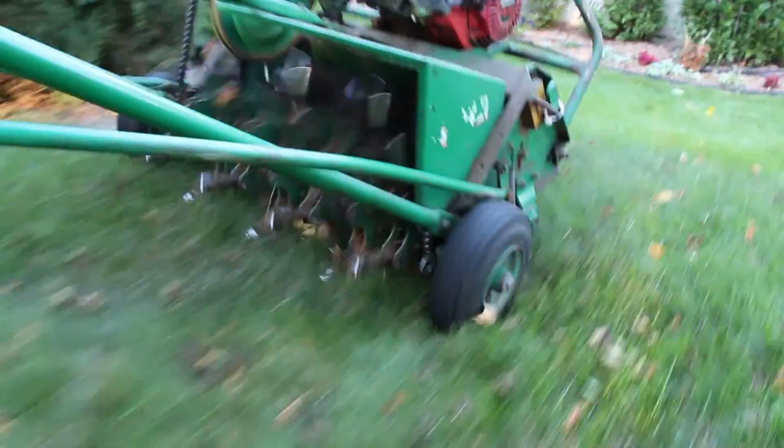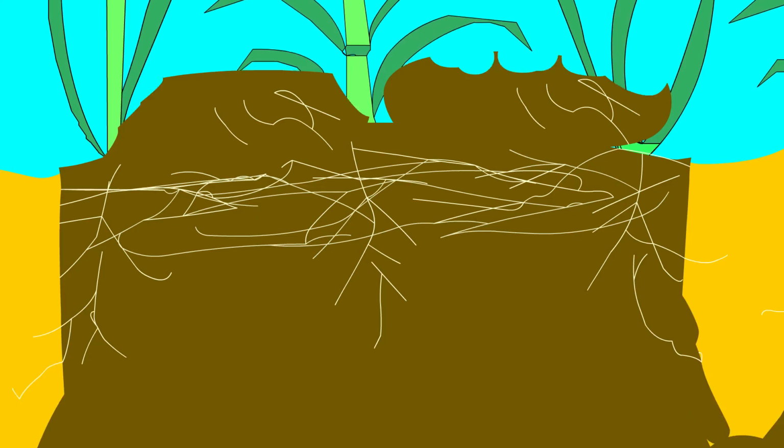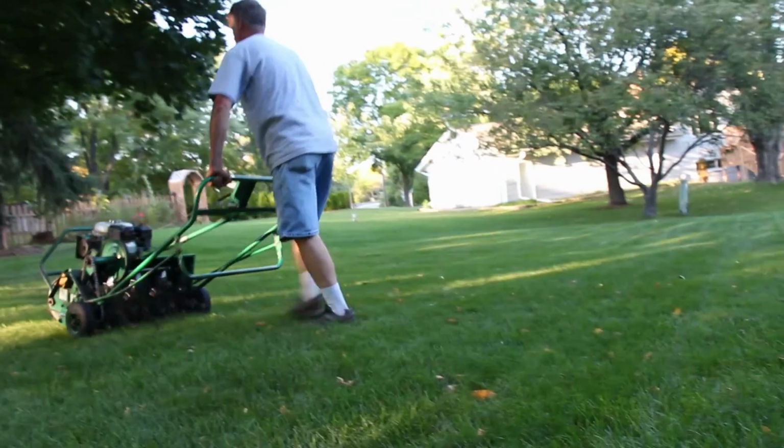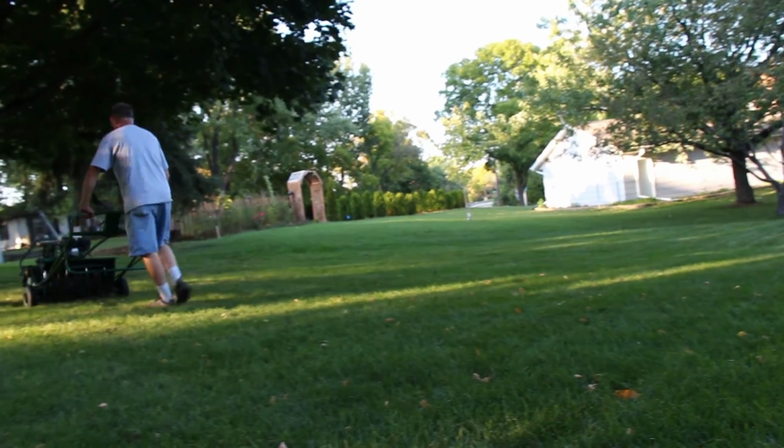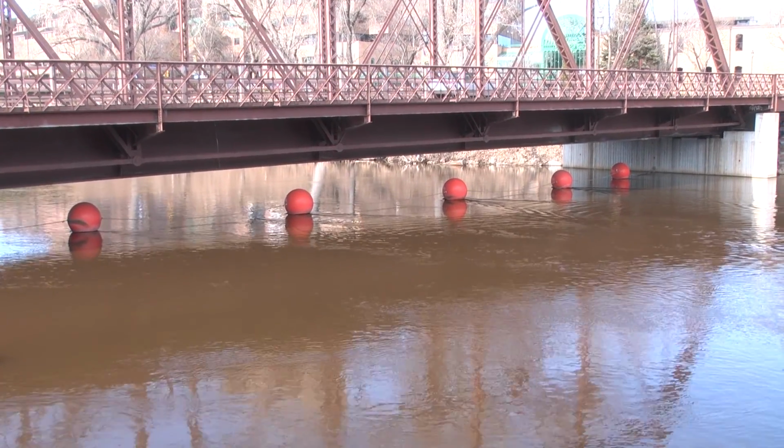Do 2 passes with the core aerator in different directions. The more the better. Core aeration helps strengthen your lawn because it allows more room for grass roots to grow and allows oxygen and water to reach them. It makes your lawn healthier without adding chemicals that could end up in our lakes and rivers.